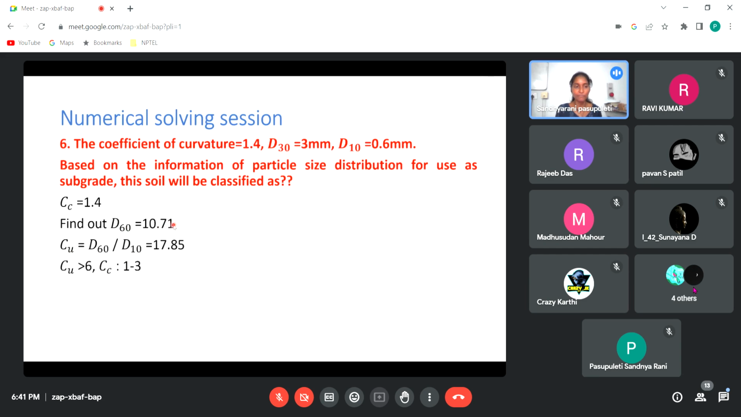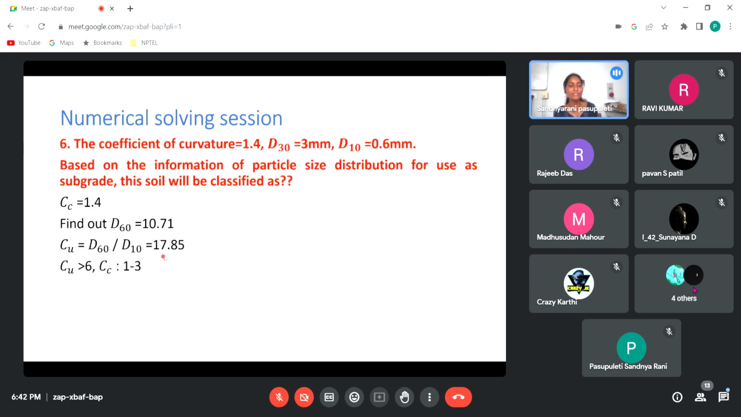D60. This D60 you can calculate from the formula Cc. You know the formula for Cc, which is nothing but D30 square by D60 into D10. You already know what is D30. You already know what is D10. What is unknown here is the D60. So you will calculate the D60 and substitute the D60 here. You will get the Cu value.